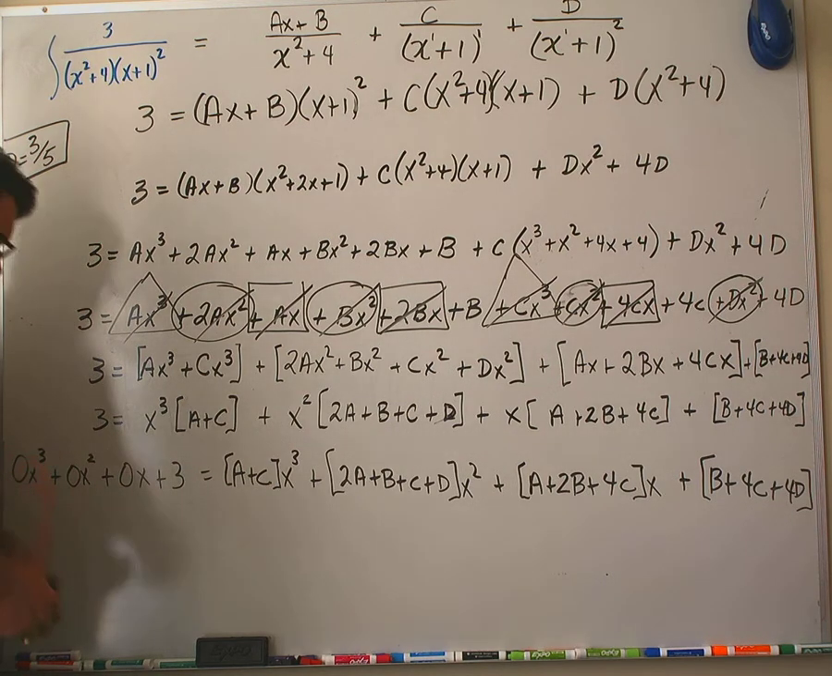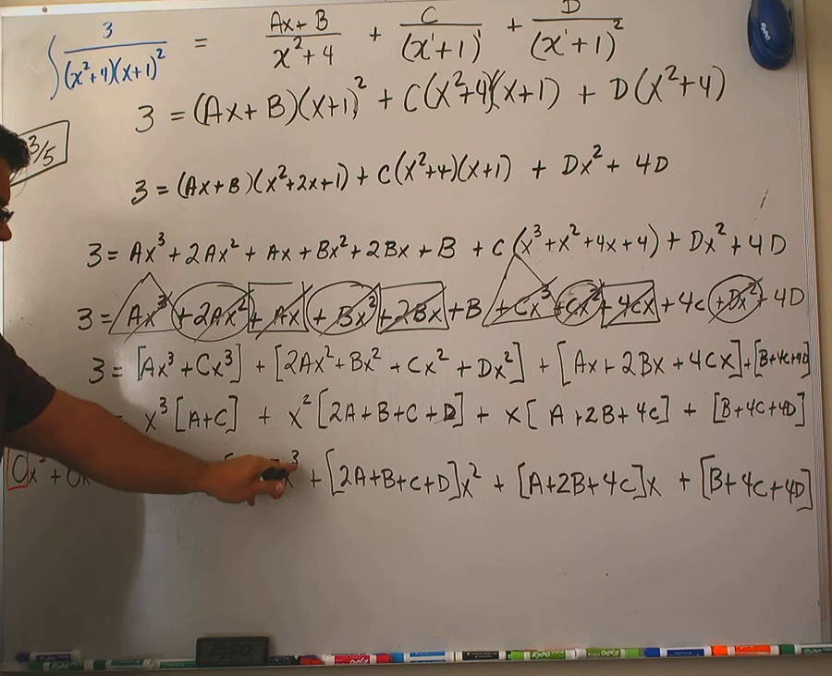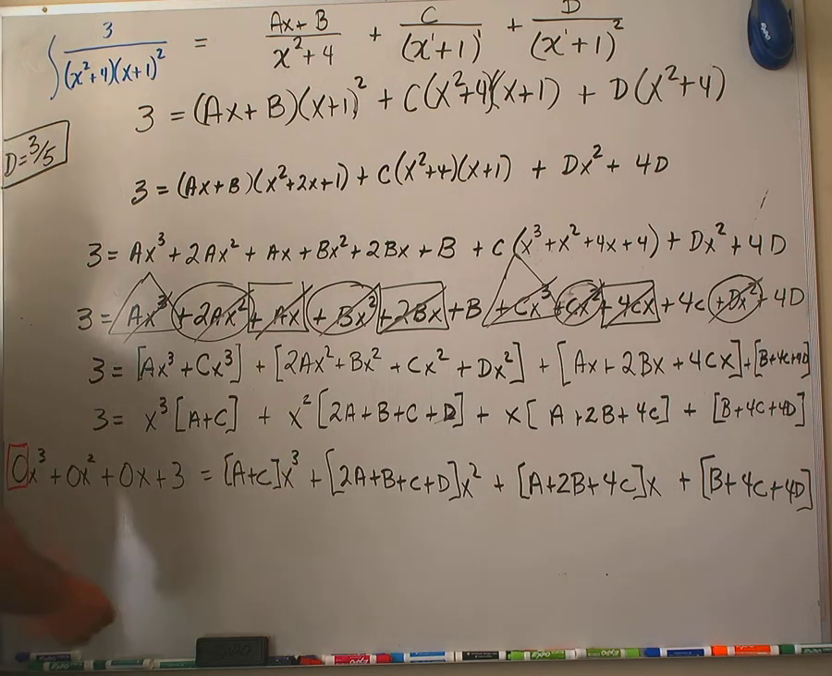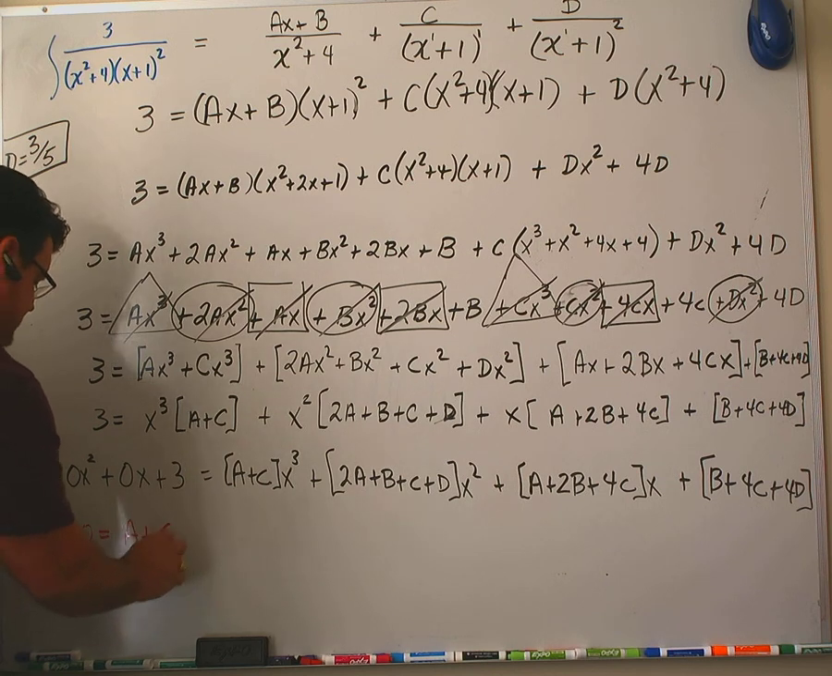All right, I'm going to take a different color marker. Here is my x cubed coefficient, 0. You can see that. I don't know if you can see it, but right there is 0. 0 x cubed, a plus c x cubed. So now we can say 0 is equal to a plus c.